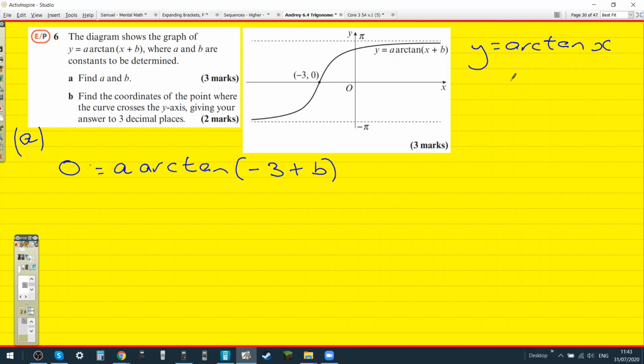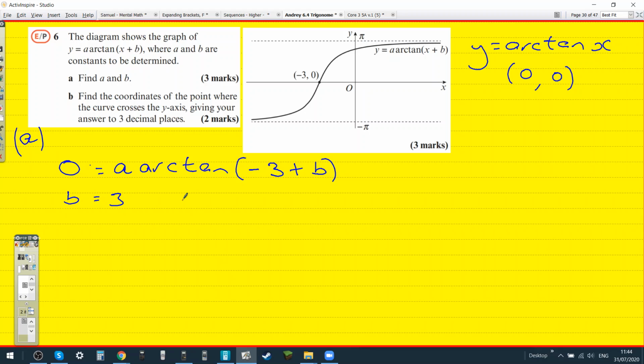And so would that just be 0? So arctan x goes through 0, 0. This goes through minus 3, 0. Does that tell you anything about A or B? So that tells you probably what B is. What is B? Would be minus 3. I believe B would be plus 3 because it works in reverse, like plus 3 means it goes 3 to the left. Oh, yeah. Counterintuitively.